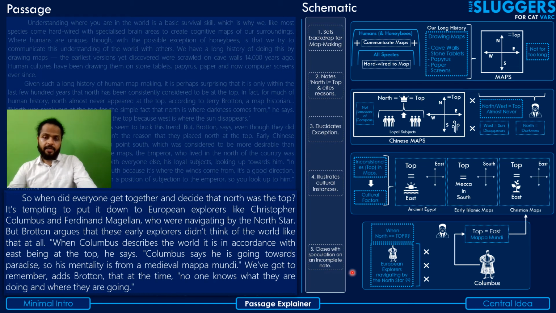So it closes with speculation on an incomplete note. He does close the passage with an incomplete note because the answer has not been provided here: the question of why people have started putting north at the top. Only what used to happen and what potentially cannot be an explanation has been provided. So that's about the passage explainer.